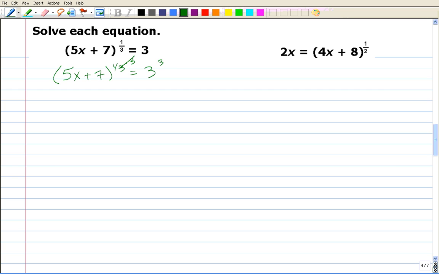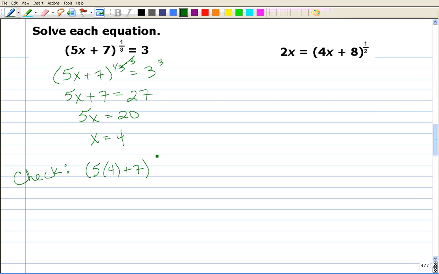So if I raise each side to an exponent of 3, I'll get 5x plus 7 equals 3 cubed, which is 27. I can now subtract 7, divide by 5, and I get x equals 4. Let's check that answer. So we have 5 times 4 plus 7 raised to the 1/3, is that equal to 3? So we have 27 to the 1/3, and 27 to the 1/3 power, the cube root of 27 is 3. It all checks out. 4 is the answer.